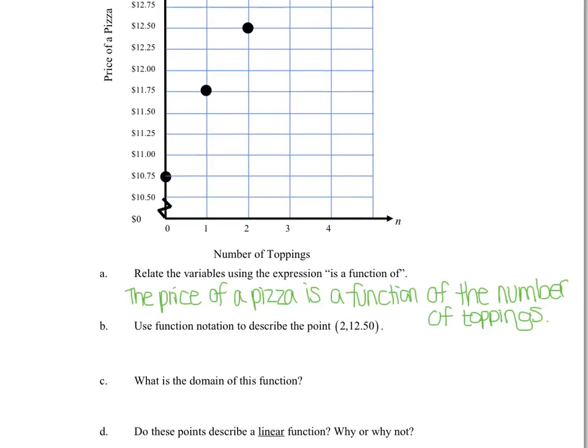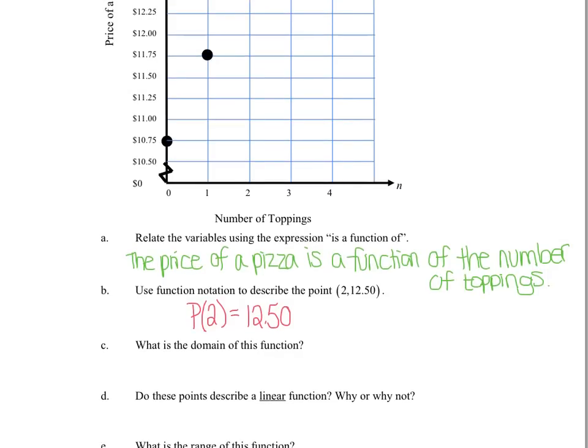Part B says, use function notation to describe the point (2, 1250). Well, function notation says p of n, which in this case, n is going to be 2, so p of 2 equals what p of n is, which is 1250. So this is function notation to describe the point (2, 1250).